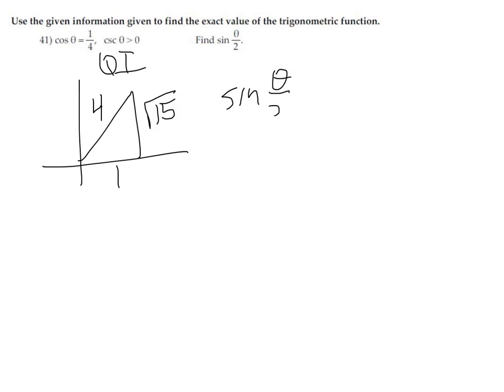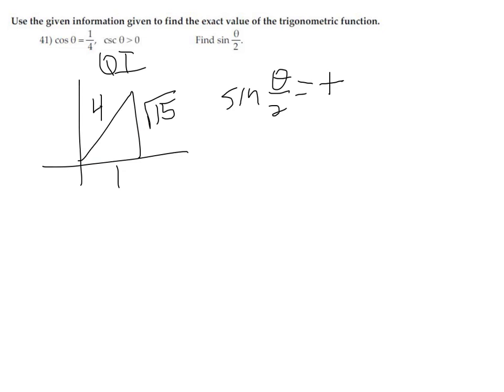Sine of alpha halves is plus or minus, but it's plus, because this angle is in the first quadrant. When you divide a first quadrant angle by 2, let's imagine this. If that's really theta, then that's theta halves. It's still in quadrant 1. Sine is positive in quadrant 1.